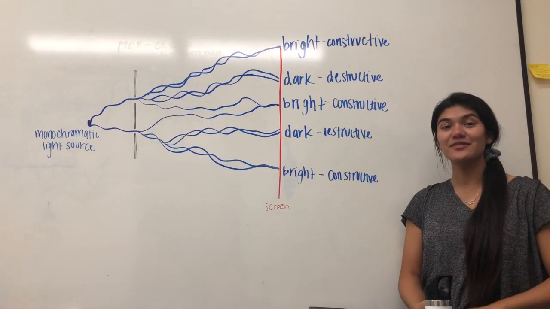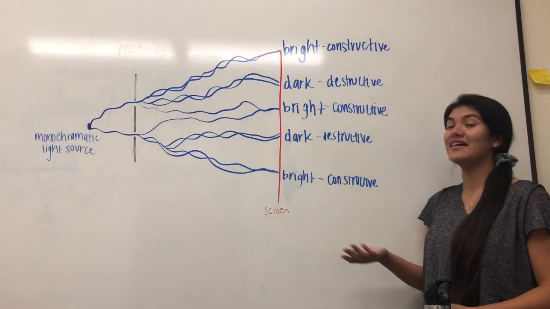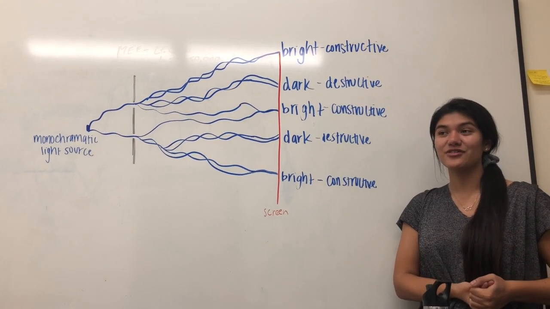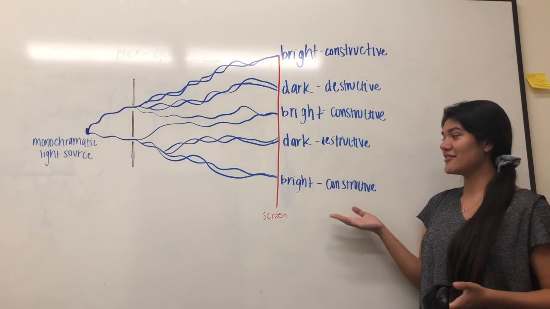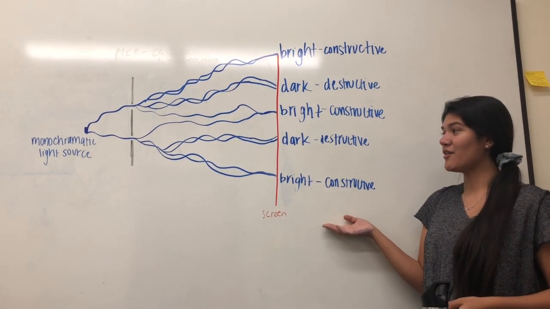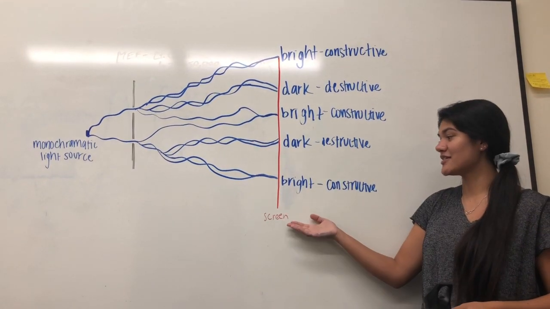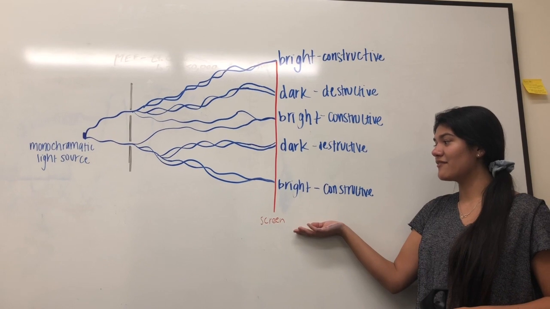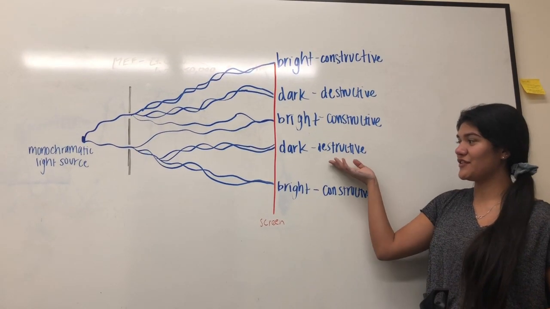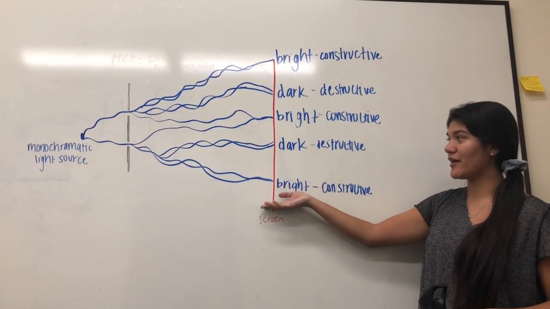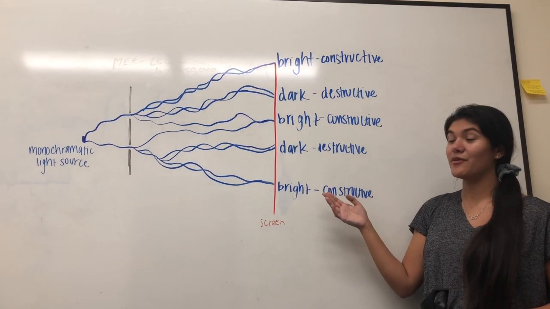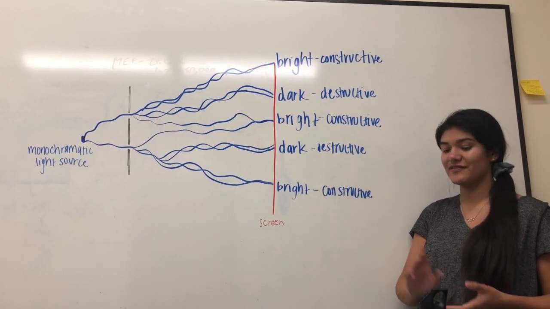So, the diffraction pattern that you just heard about from Juliette is actually a result of what we call constructive and destructive interference. And so, on the diagram that we have here, we have our monochromatic light source coming out to hit a screen, and we have labeled the constructive and destructive interference patterns. And so we've got bright, dark, rotating back and forth between constructive and destructive.